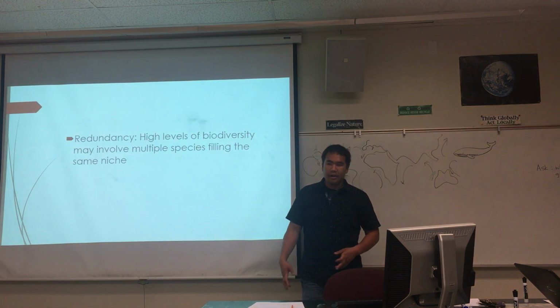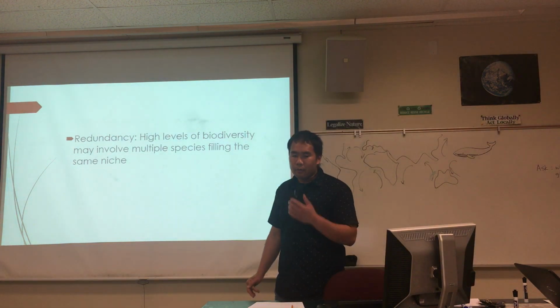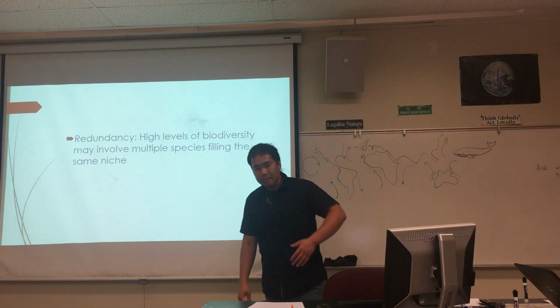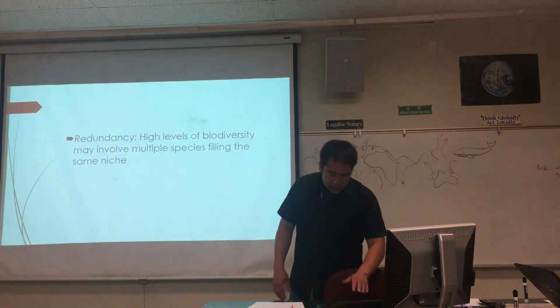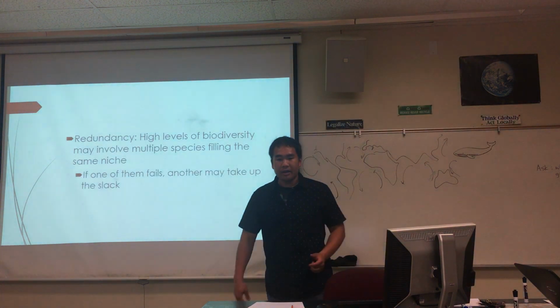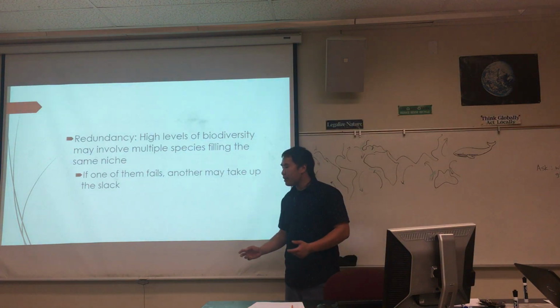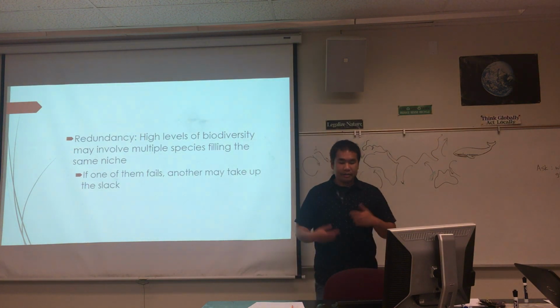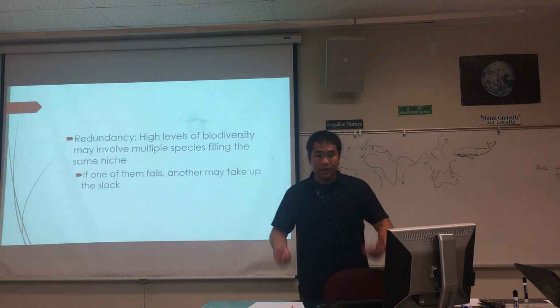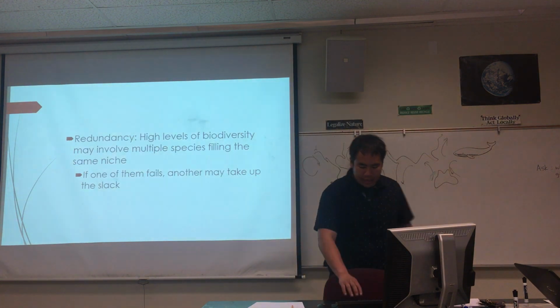Redundancy. Redundancy is basically when you have multiple species taking up the same niche, and if one of them goes away, that's okay. The rest of them doing the same niche will just pick up the slack, and the ecosystem will stay relatively stable. So let's see how that works.